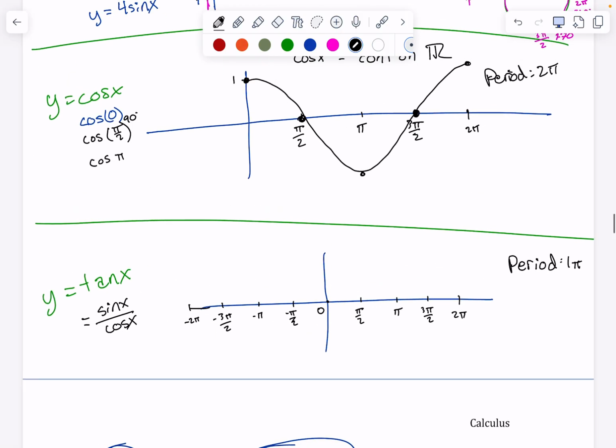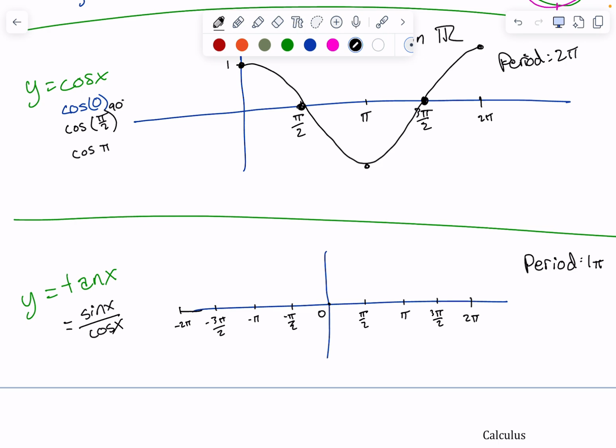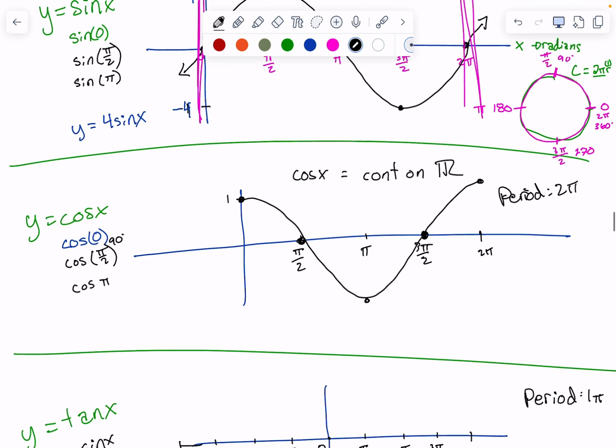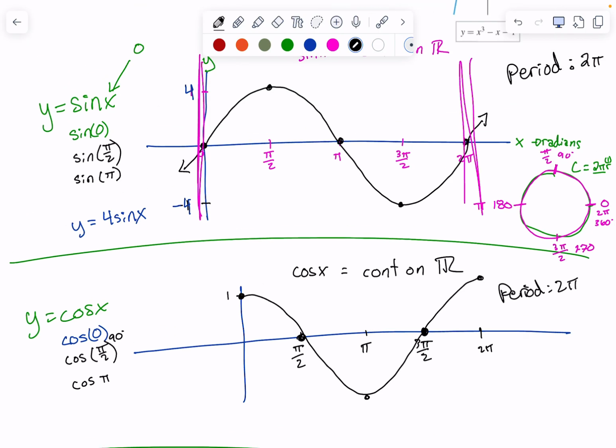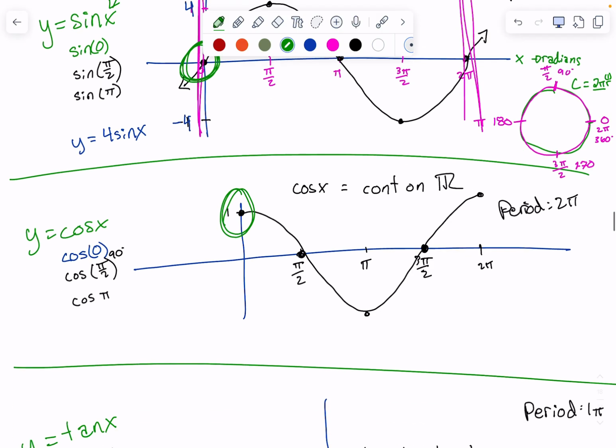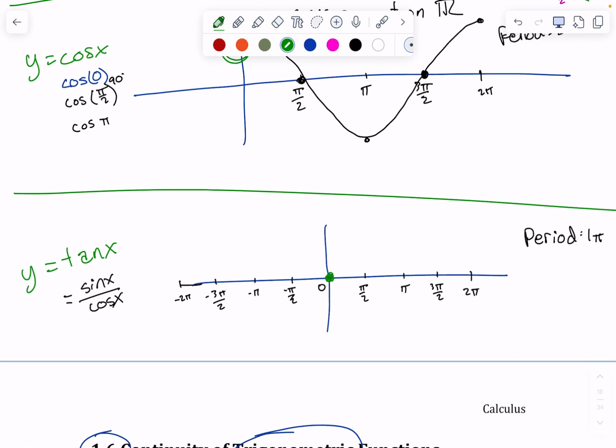Tangent of 0 is? Hold on. Tangent is sine divided by cosine. What's sine at 0? 0. What's cosine at 0? 1. What's 0 divided by 1? Still 0. There he is, that dot.